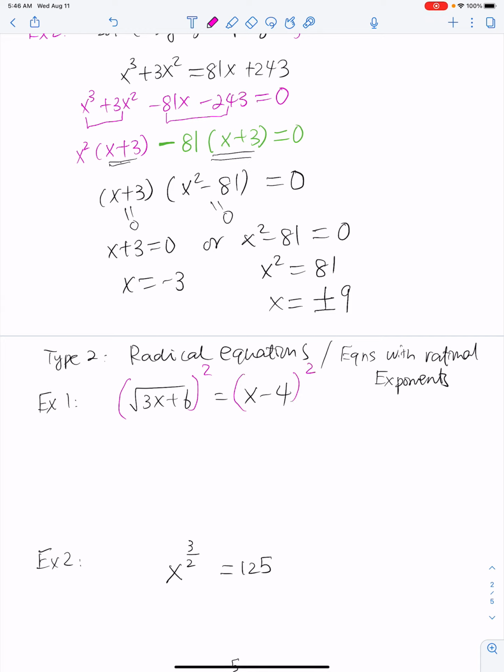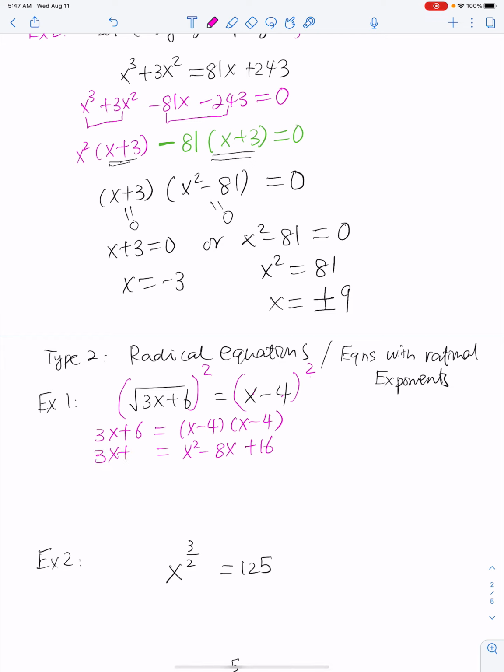Okay, so what do we have? Square cancels the square root. What do you have here? 3x plus 6. What will be x minus 4 squared? Do not distribute the square into both terms. That's a common error. It's x minus 4 times x minus 4. You have to FOIL it. So what do you have? x squared minus 8x plus 16. I already combined that term.